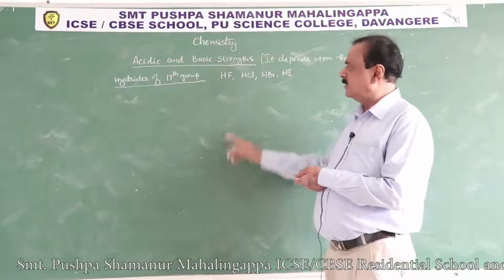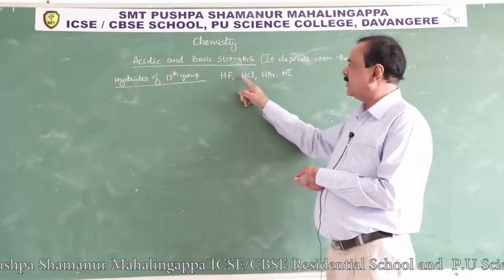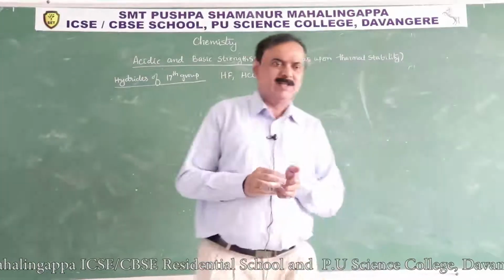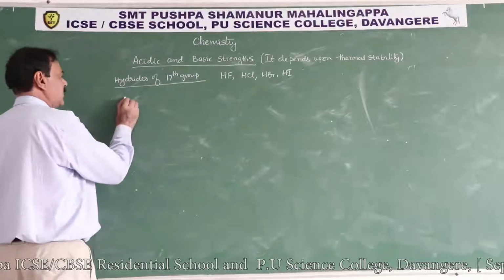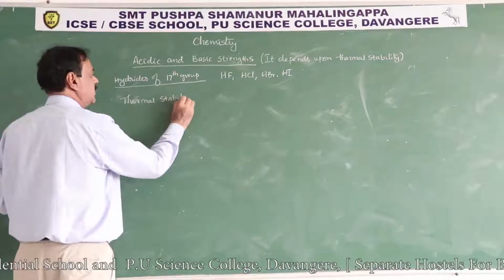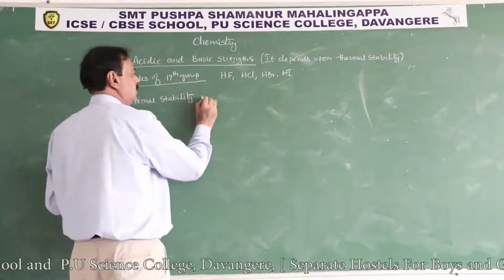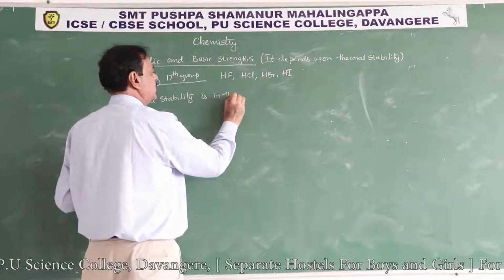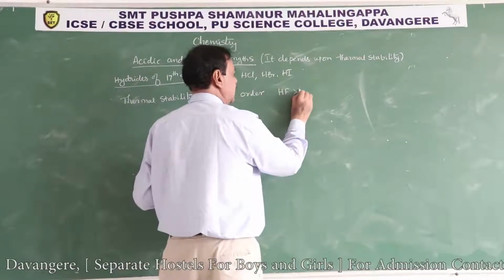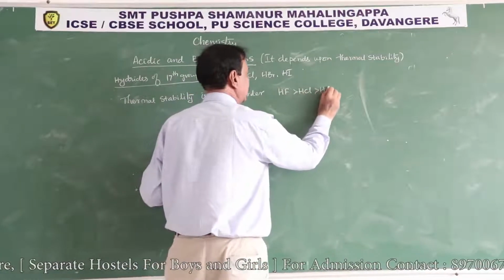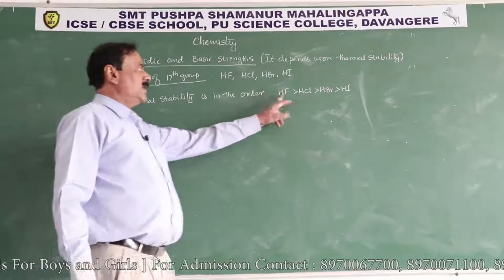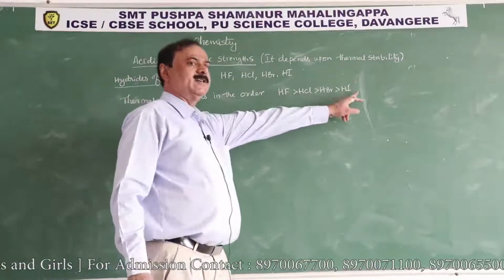Fluorine is most electronegative. Therefore, the HF molecule is more stable compared to the HCl molecule, compared to the HBr molecule, compared to the HI molecule. Therefore, thermal stability is in the order: HF is greater than HCl, greater than HBr, greater than HI.